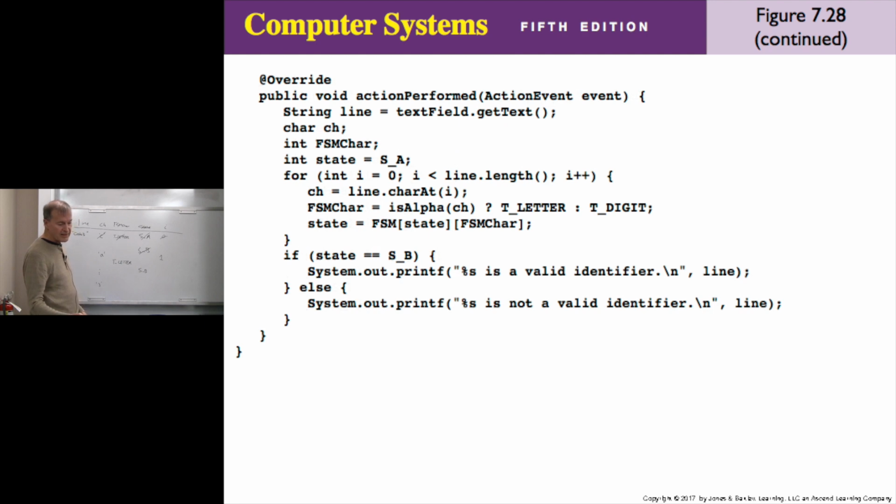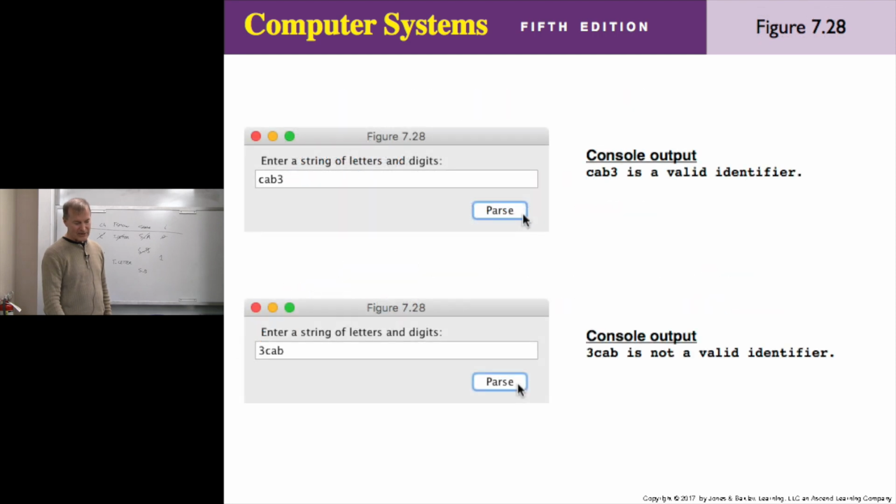And then in the end, how do we determine if it's valid? We check to see if we are in a what? In a final state. And so after the loop, what do we say? If state equals B, it's a valid identifier. Else, it's not. And you see, if you go back here, in figure 7.28, that's how you put 3cab. 3cab is not a valid identifier. Now, is that slick? Yeah.